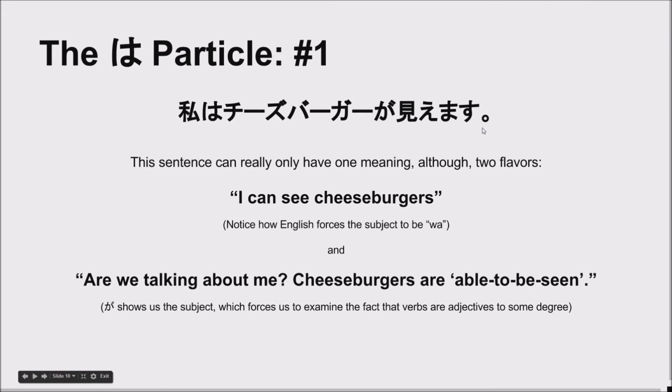Okay, so continuing on, we have the wa particle number 1. Watashi wa cheeseburger ga miemasu. The verb miemasu means able to see, which is what we call the potential form of the verb. So notice how we say cheeseburger ga miemasu. Wait a second, Evan. I thought you told me that cheeseburgers are the subject if it's a ga. You're right, it is a subject. Cheeseburger ga miemasu. Well, wouldn't that mean that cheeseburgers are able to see things? Well, you'd think that, but Japanese expresses ideas differently than English does.